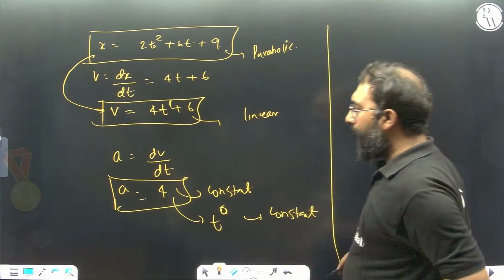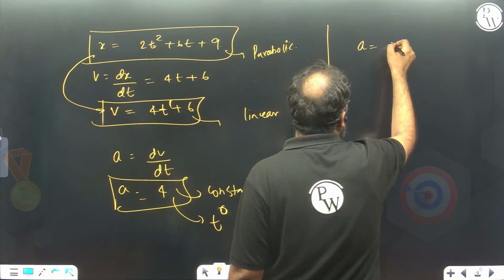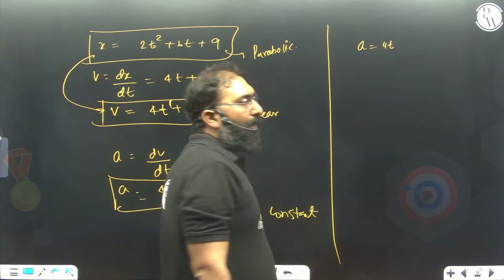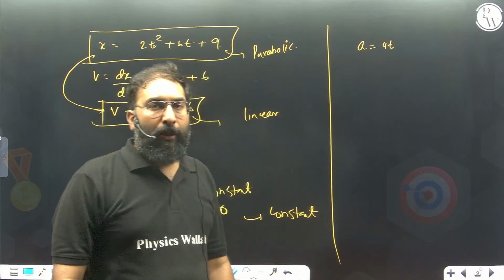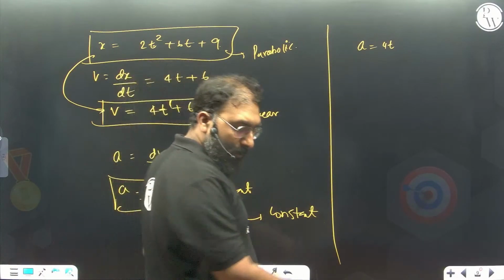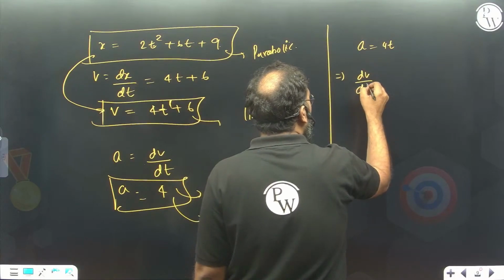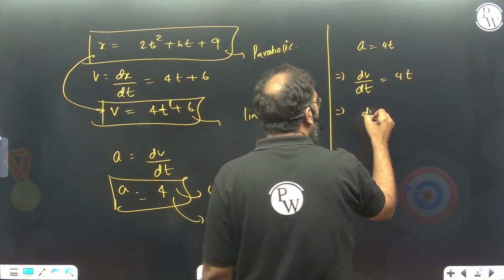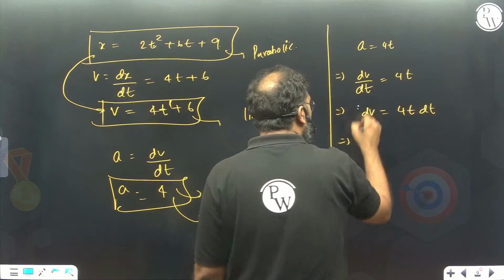I'm taking another example. Let's say acceleration of a particle is given as 4t. From here I have to find out the velocity and displacement of the particle. So what I'm going to do here is, acceleration can be written as dv by dt. Okay. And this is 4t. From here I can write dv as 4t dt. I'll integrate both sides.